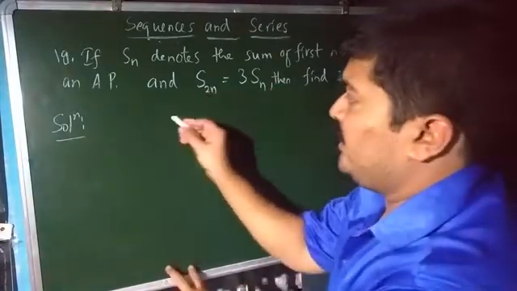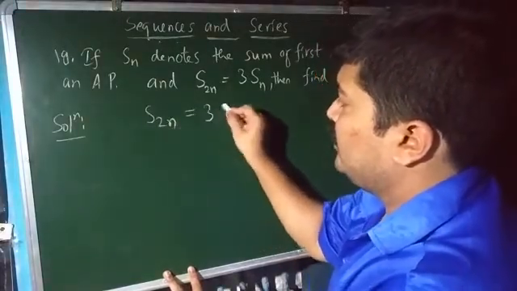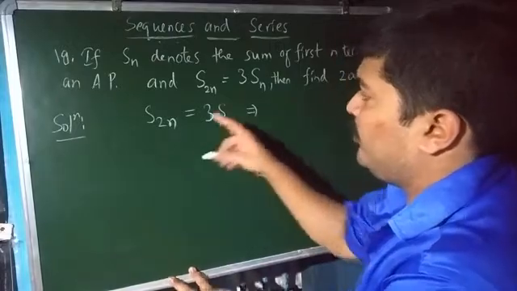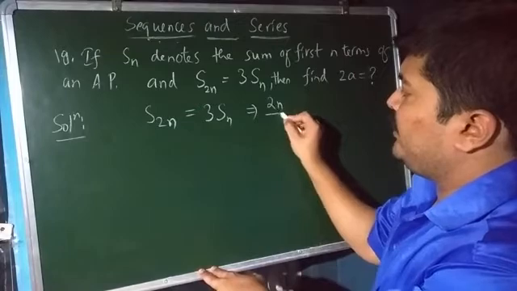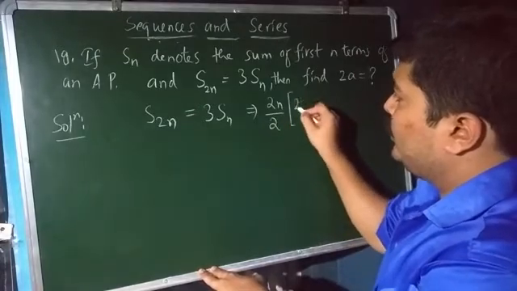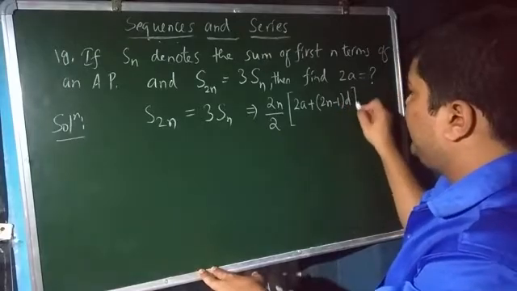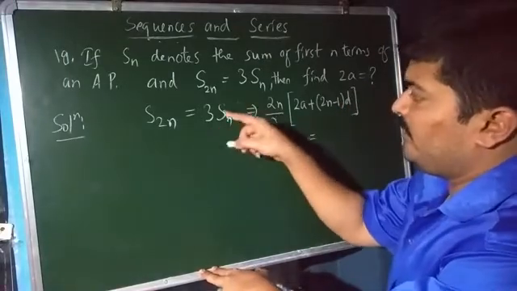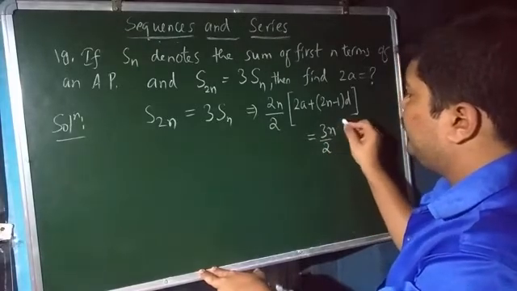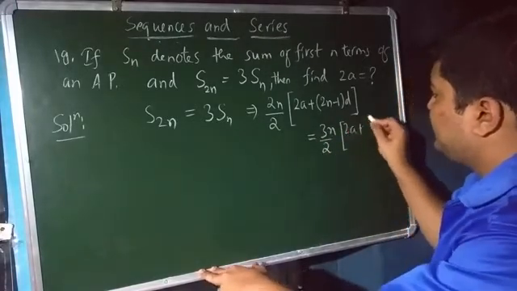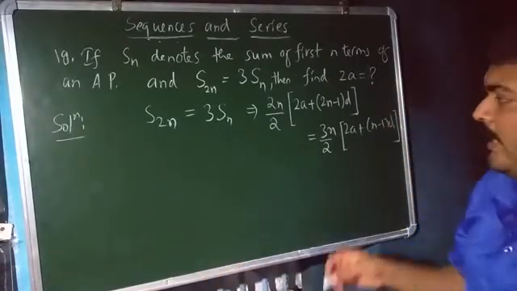Now utilize this condition, that is S2n is equal to 3 into Sn. Now apply the formula for S2n, that is nothing but 2n divided by 2 into 2a plus 2n minus 1 into d is equal to, what is the formula for Sn? That is 3 by 2 as it is, n into 2a plus n minus 1 into d, isn't it? I hope all of you can understand these things.